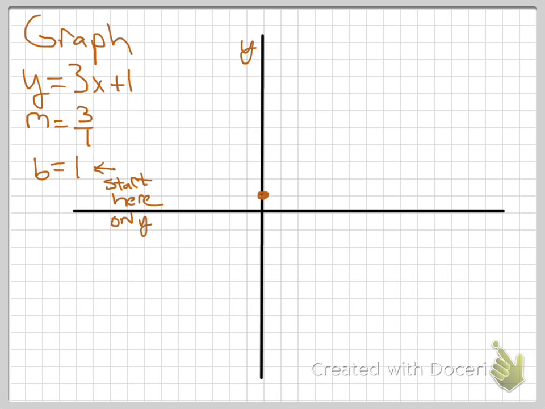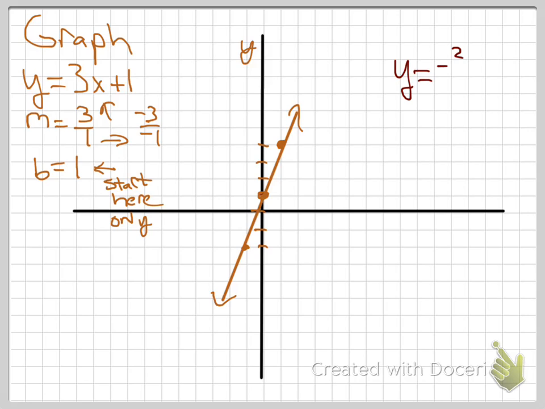Then use the slope to find the next point. Up 3 to the right 1. So I'm going to go up 3 from the y-intercept. 1, 2, 3, to the right 1. Could also go down 3. Don't forget, do the opposite. Down 3, 1, 2, 3, and to the left 1. So notice how those points all together make a line. Even a straight line I have trouble getting on there. But anyways, that's all you had to do there.